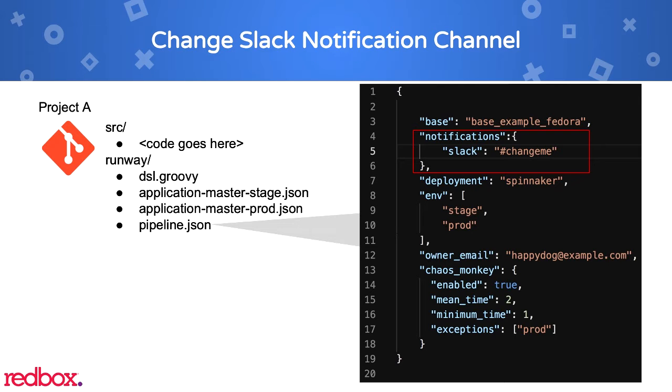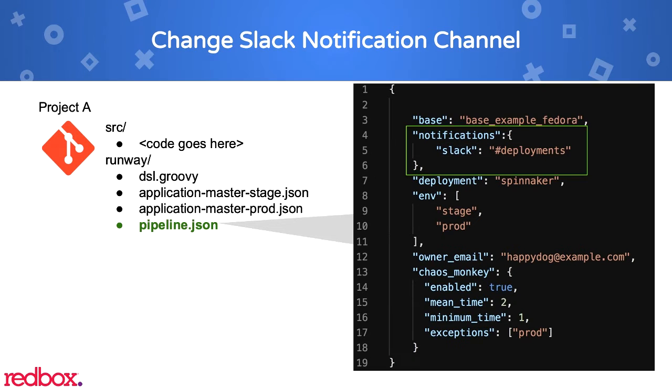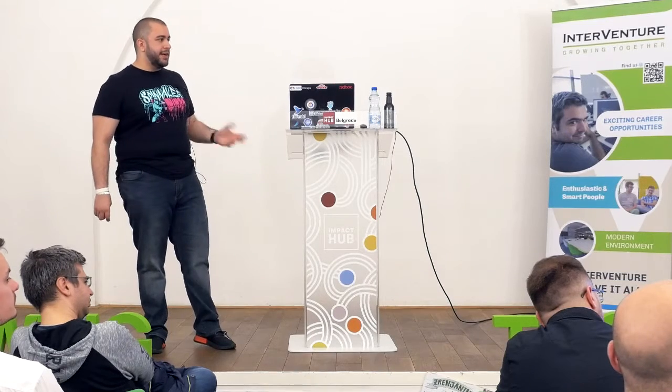Do you want any notifications? What Slack channel do you want? Put it in there. Deployment Spinnaker is, again, because when we open sourced this, it targeted both Asgard and Spinnaker, but it's kind of some legacy stuff. That's the reason why that exists. But mainly the thing is stage prod. I want my app in stage, and I want my app in production. Here's my email, and ultimately I want Chaos Monkey enabled.